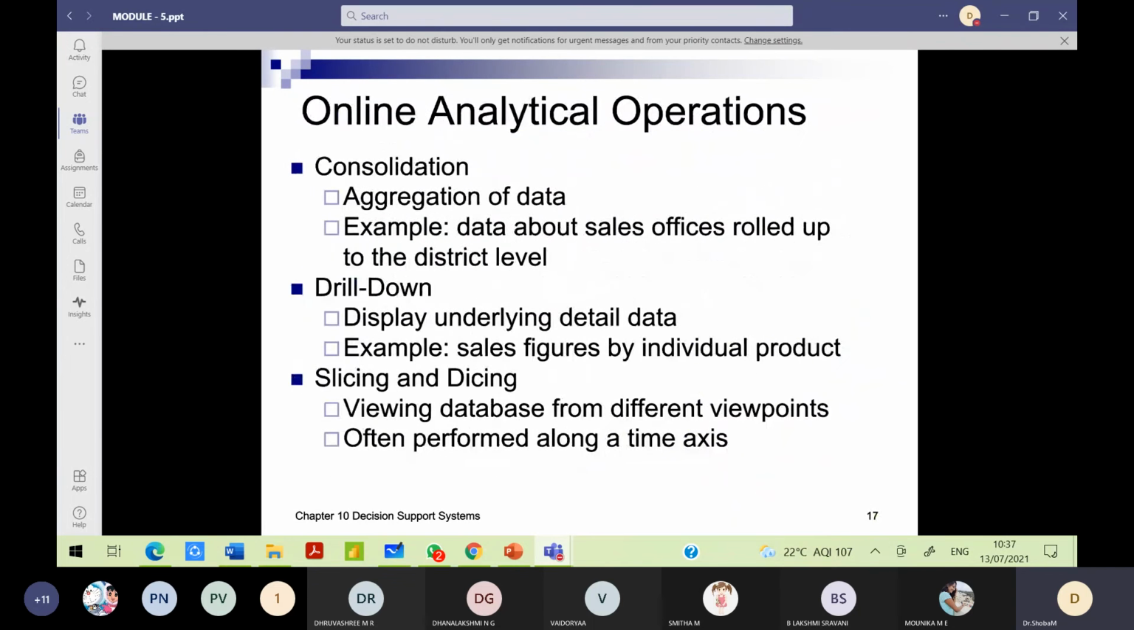So we will finish these OLAP operations as well. There are some important operations associated with online analytical processing. Consolidation, so this is important. See, aggregation of data.